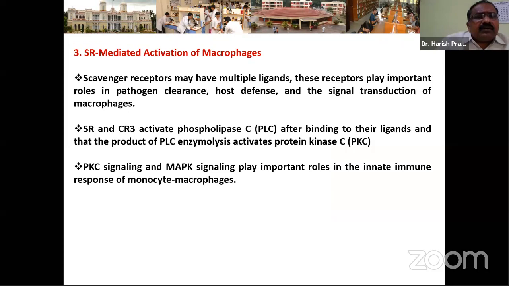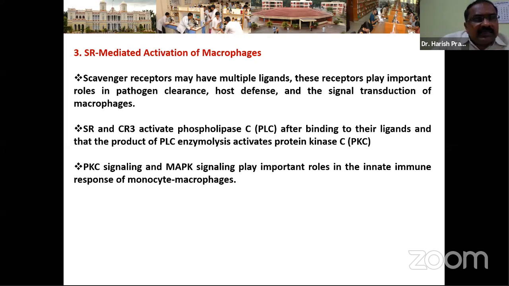Next, the third one is scavenger receptor-mediated activation of macrophages through plant polysaccharides. This is very important because this receptor has multiple ligand-binding interactions, which is why it has been given the name scavenger, where it clears pathogens post defense, and signal transduction happens as usual. This is also one of the receptors recognized by plant polysaccharide to activate the macrophage. How it happens: this scavenger receptor along with CR3 activates phospholipase, which again cleaves and activates the protein kinase. So the signal transduction happens via this mode.